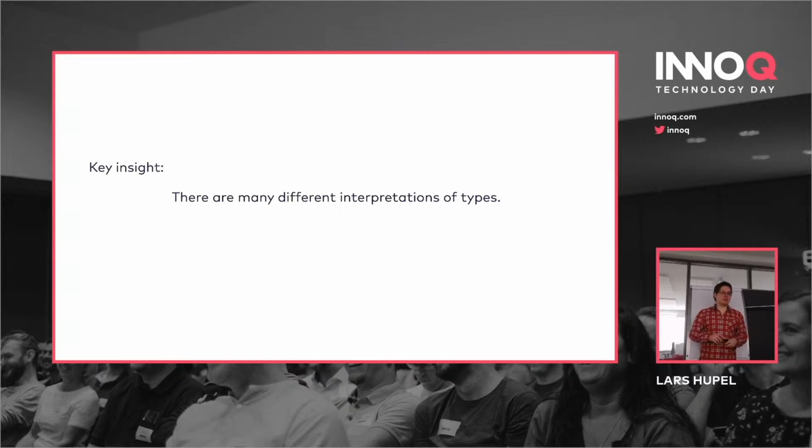So the key insight here is that there are many different interpretations of types. For example, we can just look at types from the point of view of a type checker. From the point of view of a type checker, types are basically things that you can put into some kind of inference system. And you could see, well, if you have a function that maps integers to booleans, and you call this function with something of an unknown type, then the type checker can infer that the thing needs to be an integer, because otherwise you couldn't apply it to this function.